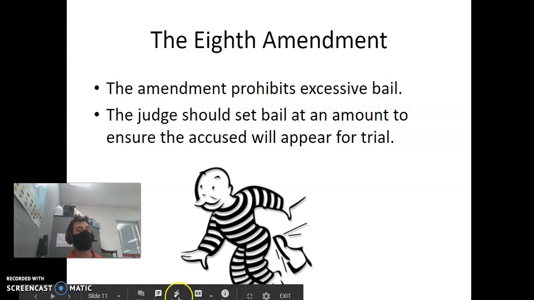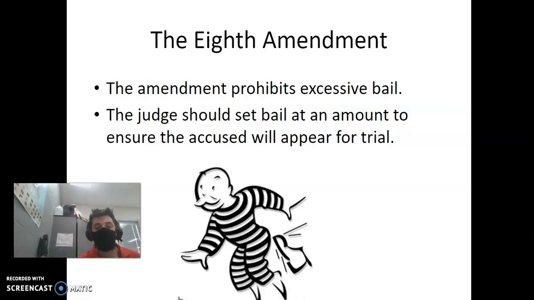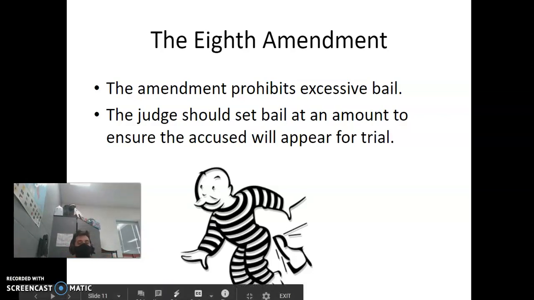Anyways, the Eighth Amendment. The amendment prohibits excessive bail, also cruel and unusual punishment. But essentially, I can't steal a gallon of milk from the grocery store and then be arrested and put on a $5 billion bail, right? It has to be reasonable. So I shouldn't have a bail at all, and I should spend like a weekend in jail if I steal a gallon of milk from the store.